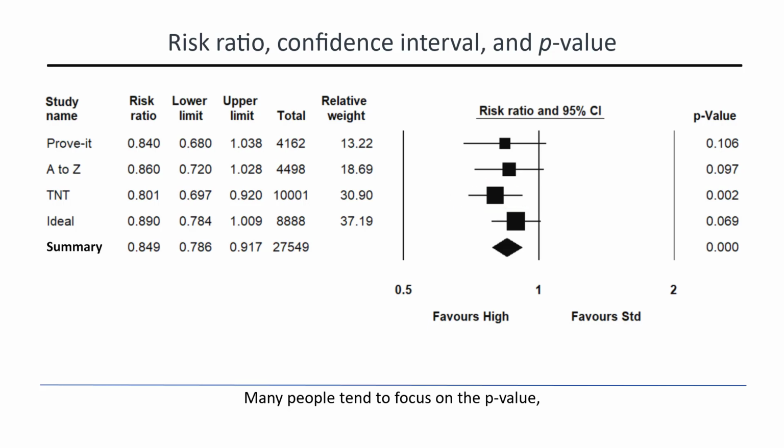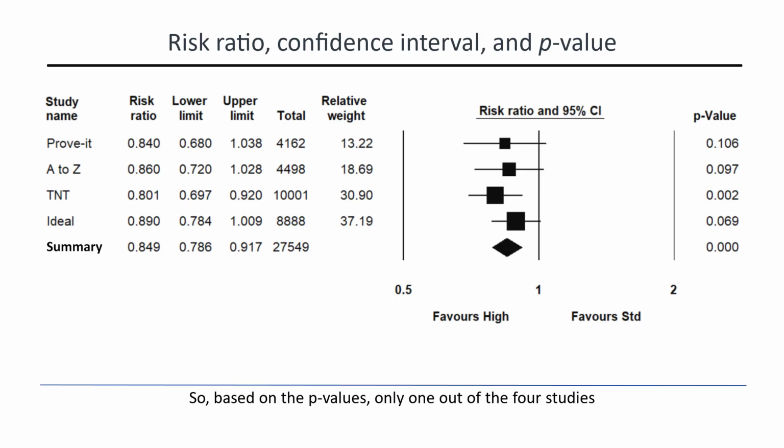Many people tend to focus on the p-value and whether or not the p-value is statistically significant. We can do that here as well. In the first study, the p-value is 0.106. This is not statistically significant, so we cannot conclude that the high dose is better than the standard dose. In the second study, the p-value is 0.097, and again, this is not statistically significant. In the third study, the p-value is 0.002. This is statistically significant. And finally, in the fourth study, the p-value is 0.069, and once again, this is not statistically significant.